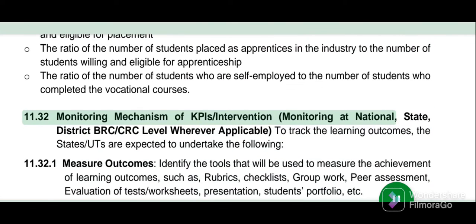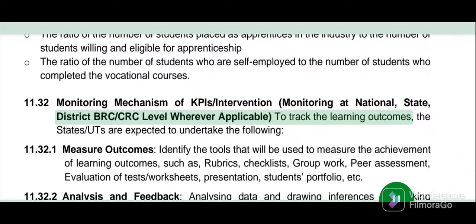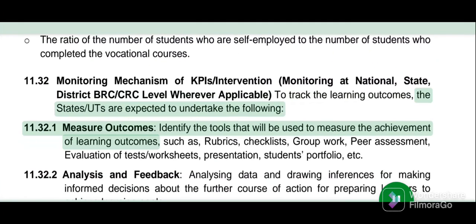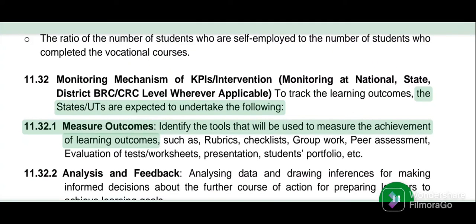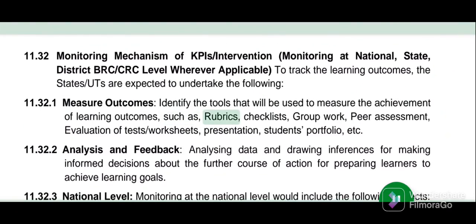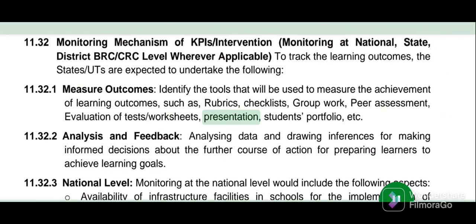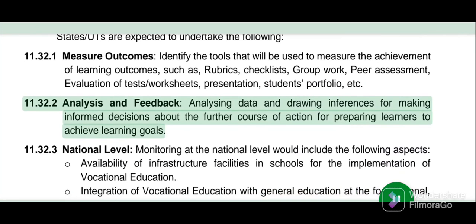11.32 Monitoring mechanism of KPIs: intervention monitoring at national, state, district, BRC, CRC level wherever applicable to track the learning outcomes. The states and UTs are expected to undertake the following. 11.32.1 Measure outcomes. Identify the tools that will be used to measure the achievement of learning outcomes, such as rubrics, checklists, group work, peer assessment, evaluation of tests, worksheets, presentation, students' portfolio, etc. 11.32.2 Analysis and feedback: analyzing data and drawing inferences for making informed decisions about the further course of action for preparing learners to achieve learning goals.